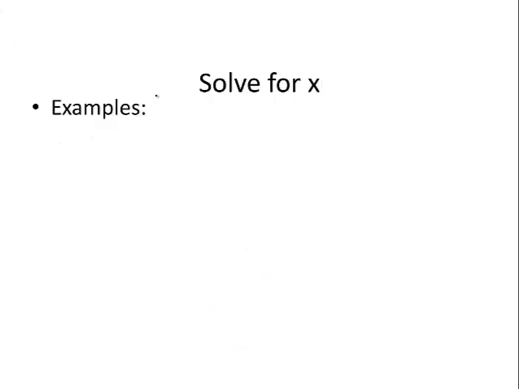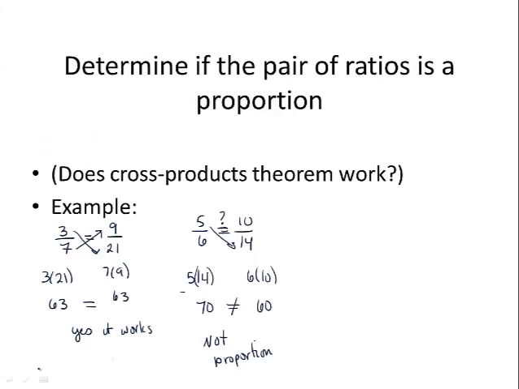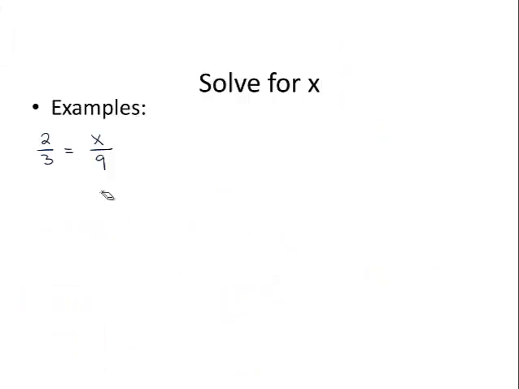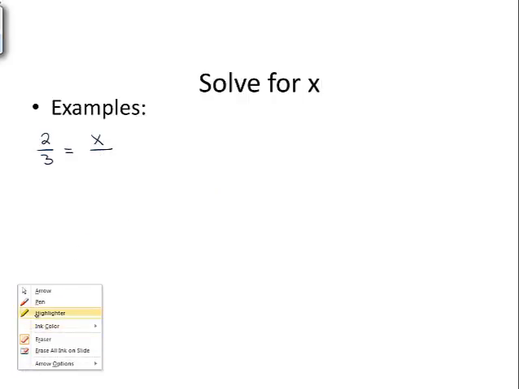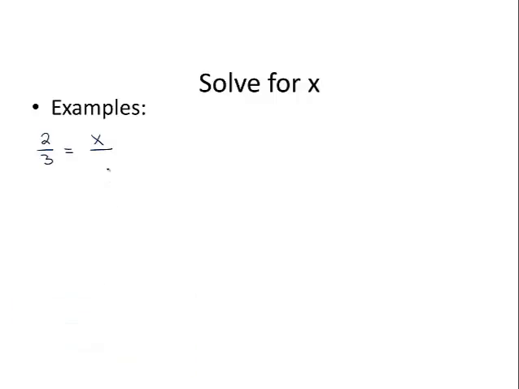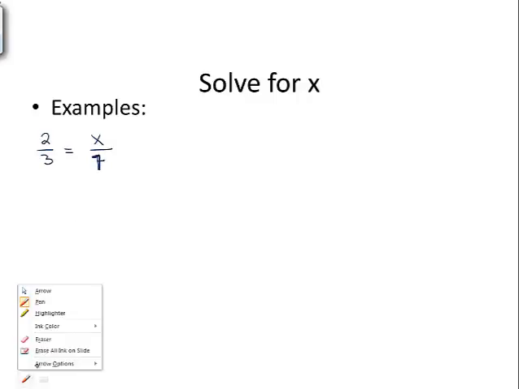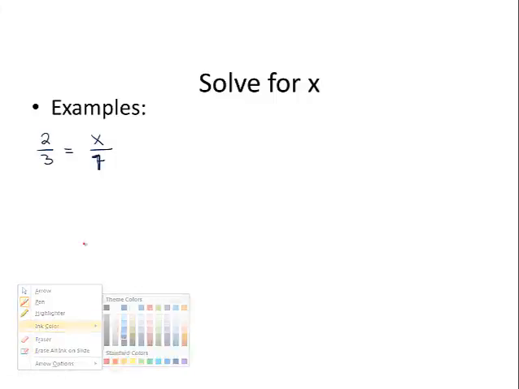Now we can use a proportion to solve for x. 2/3 is equal to x over 9. Well, let's make it something a little bit better than 9. Give me a number, any number. Okay. So 2/3 is equal to x over 7. We're going to find x. We're going to use the cross multiplication products, the cross products theorem.